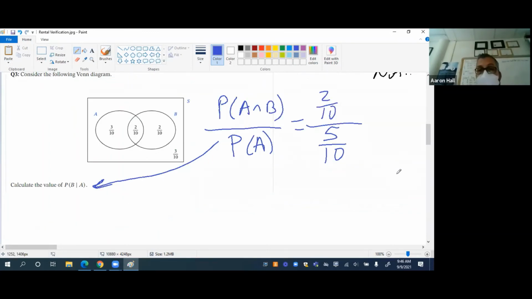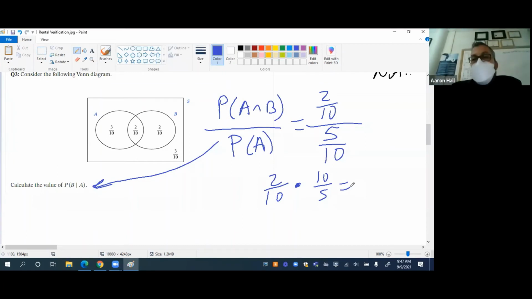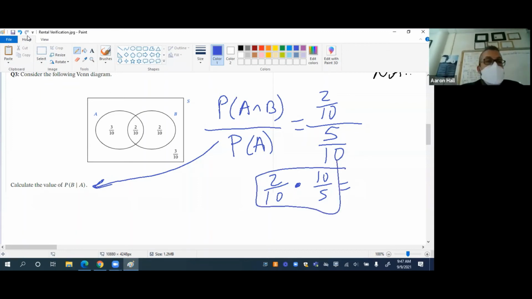Keep, change, flip. So I'm going to keep, change. What do I keep? 2/10. What do I change? Division to multiplication. What do I flip? 5/10 to 10/5. All right, so when we multiply, we get what? 20/50. Have you ever heard of cross simplification? Is there a way we can simplify this before we multiply?